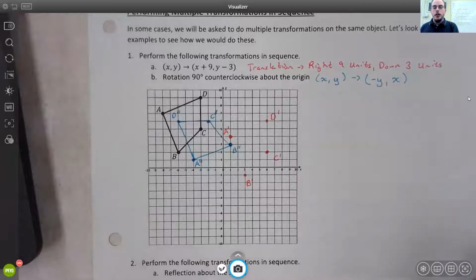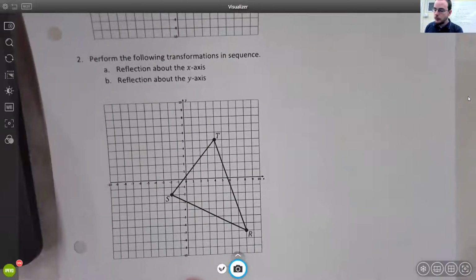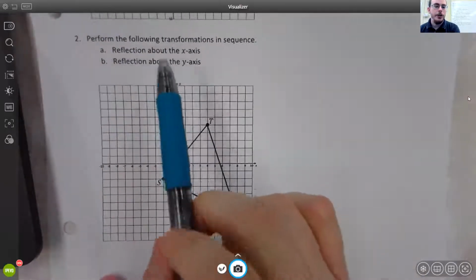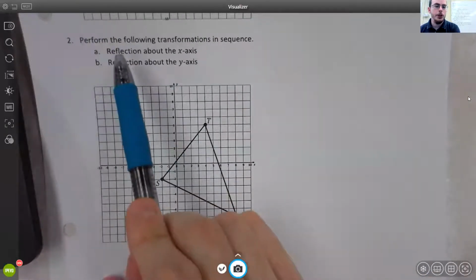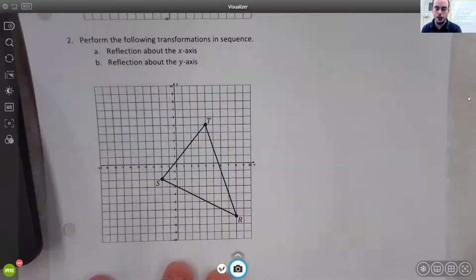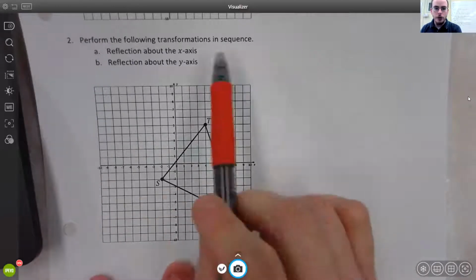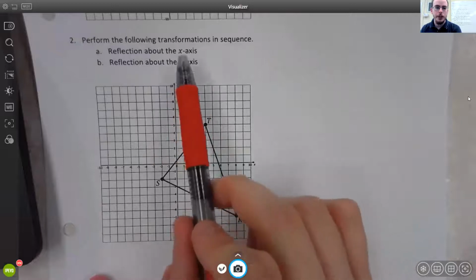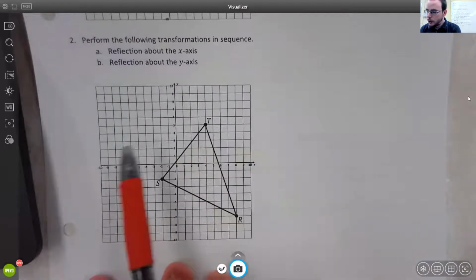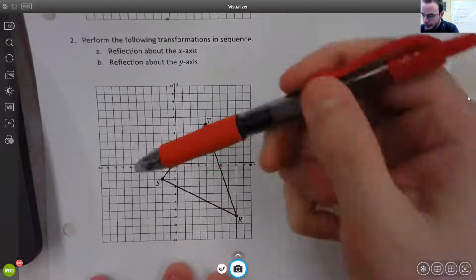So let's look at number 2. And number 2, you can try it on your own if you want, but number 2 says perform a reflection about the x-axis and a reflection about the y-axis in that order. So here, I'm going to do this all in one fell swoop since there are 2 reflections and they're over the axis. So I'm going to start with S, and we're going to reflect it over the x-axis first.